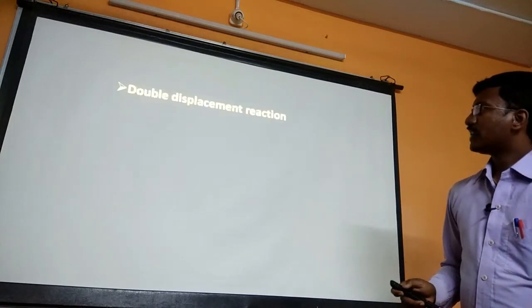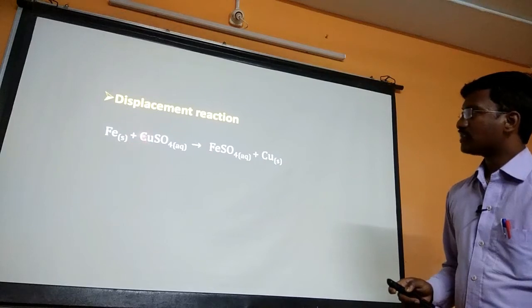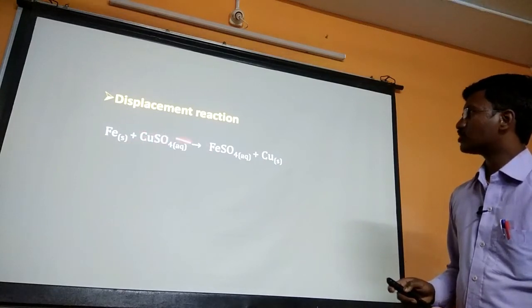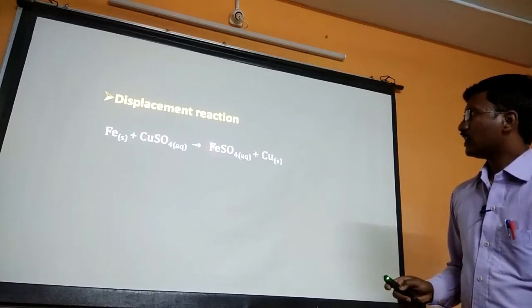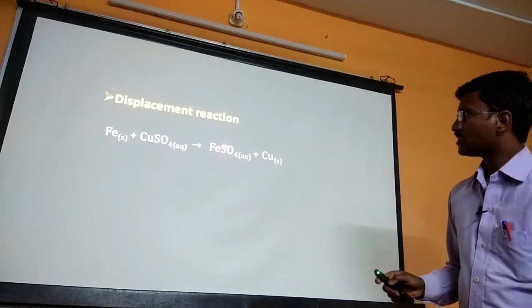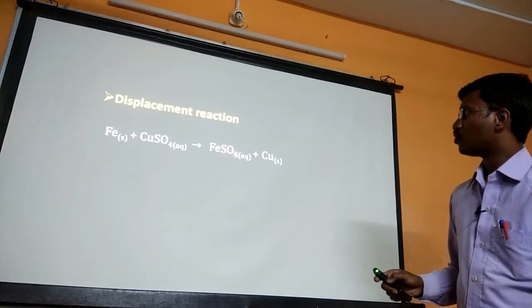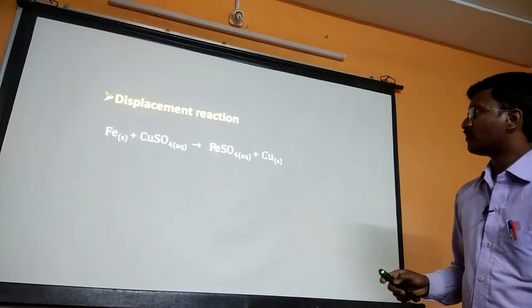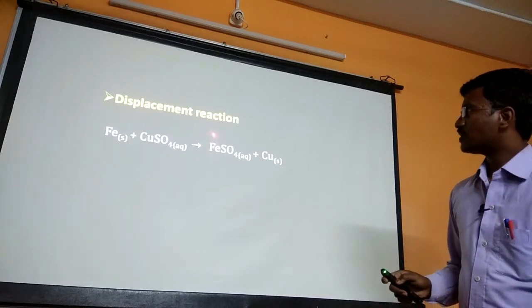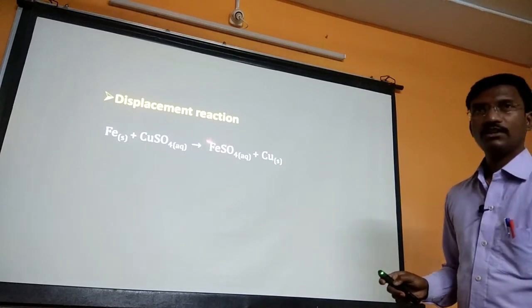Look here, in the displacement reaction, the charge of the copper is +2 and the SO4 charge is -2. No doubt here also FeSO4, SO4 is totally a compound name. It doesn't mean that the charge of Fe is 4. The Fe charge is +2 and the SO4 charge is -2.